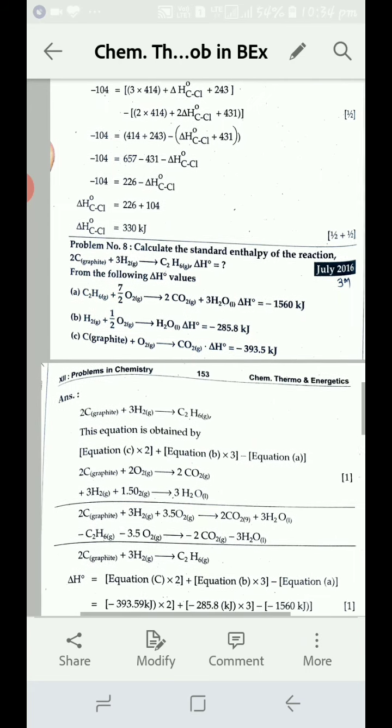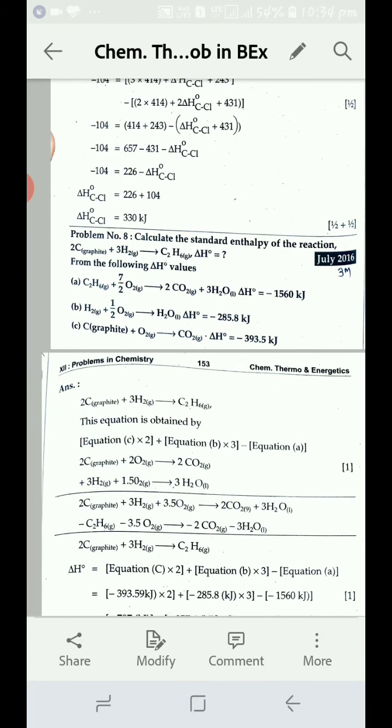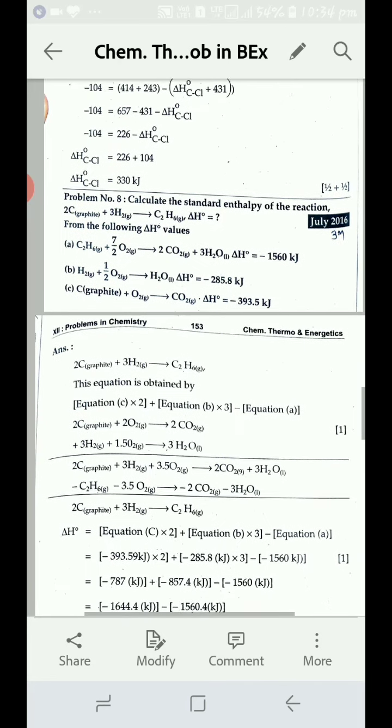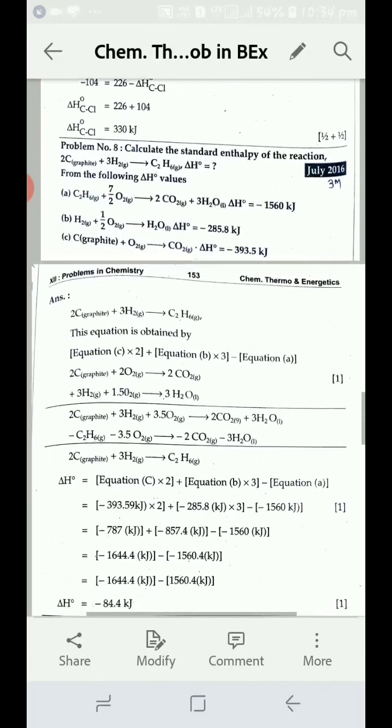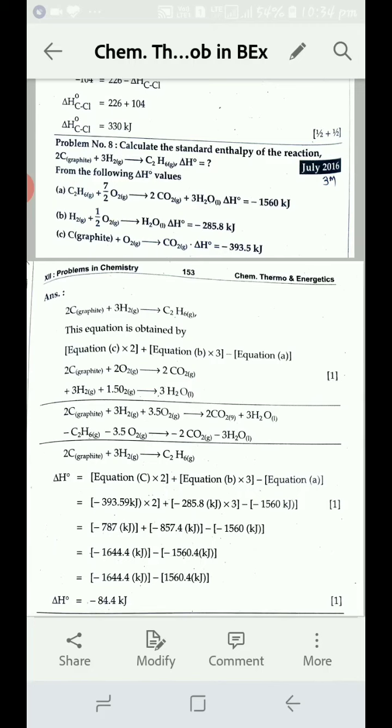So delta H0 for the required equation is equal to delta H0 of C into 2 plus delta H0 of B into 3 minus delta H0 of A. So substitute the values and calculate the answer. So check the marking scheme.